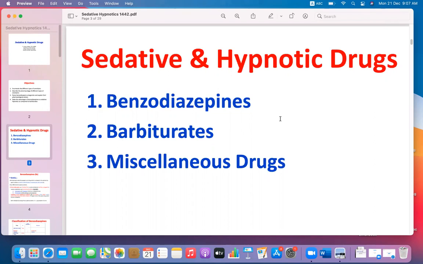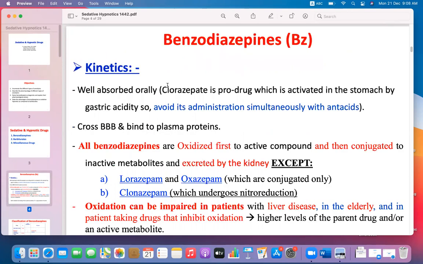We will see where the sedatives and hypnotics are used. What are the indications of the sedative and hypnotic drugs? In which patients do we need to use them? Before going to their indications, let us see what benzodiazepines are, and their pharmacokinetics.